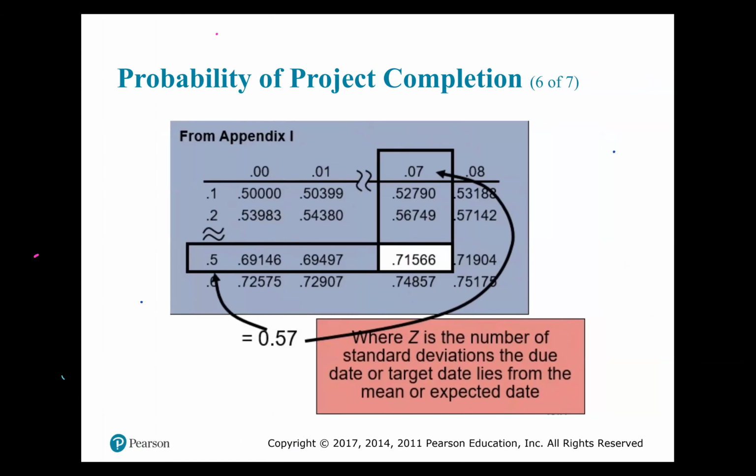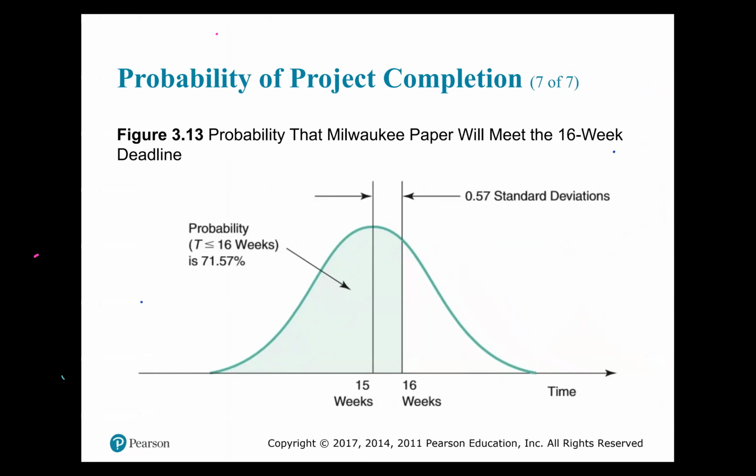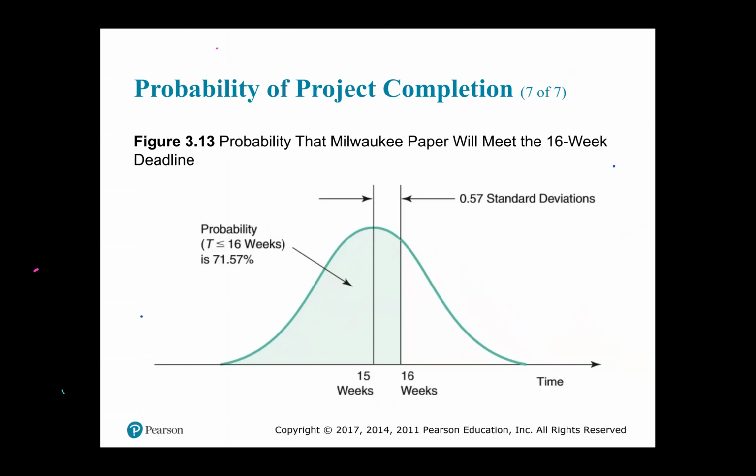So here is your expected date. The expected date is 15, and the requested date, or the due date, is 0.57 standard deviations from your mean or expected date. So the space that you're interested in is all that colored space, right? You want to find the probability that you can complete the project over all that space.